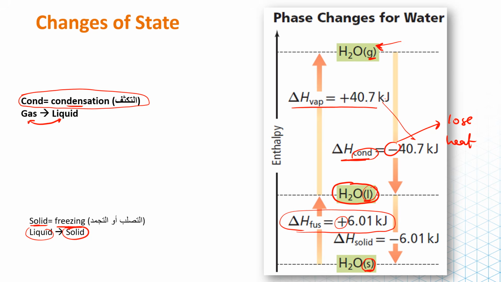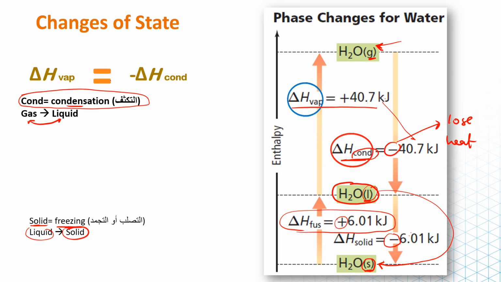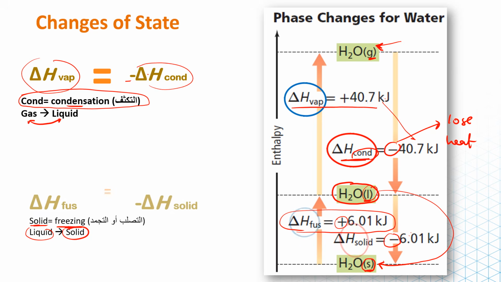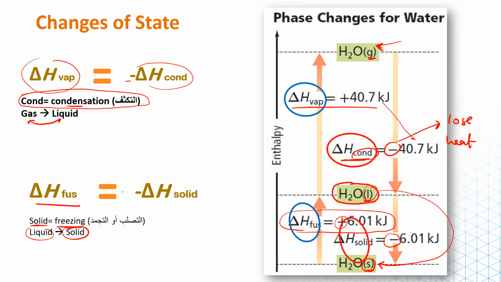If you have water in liquid and you want to freeze it, then water should lose energy. And that's why you have the minus here. So same value but different sign. عشان تقول لك أي واحدة endothermic أي واحدة exothermic. Okay? So the delta H vaporization is equal to minus delta H condensation, and the delta H fusion is equal to minus delta H solidification. هذه معناها التجمد وهذه معناها التكثف.